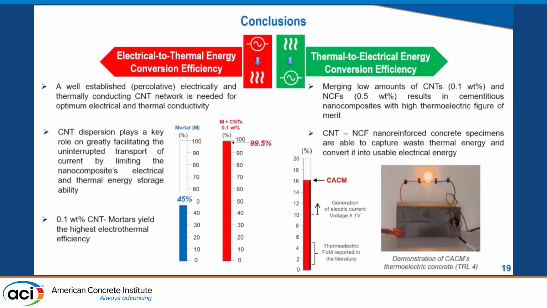One part was a nanocomposite concrete for electrical to thermal energy conversion efficiency. We showed that by adding dispersed nanotubes of 0.1% per weight of cement, we increase the electrothermal efficiency. It was 15% up to 100%. And for the second part, the thermal to electrical energy conversion efficiency, using a combination of CNTs 0.1 and nanocellulose fibers of 0.5%, we generated a voltage of 5.5 volts.